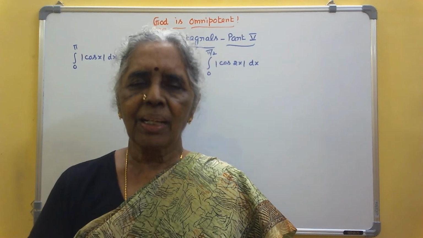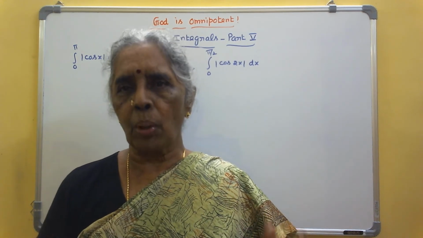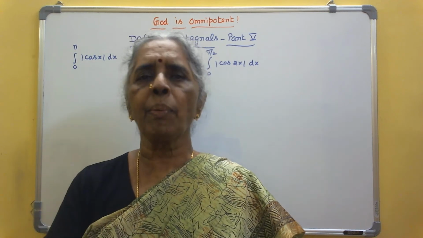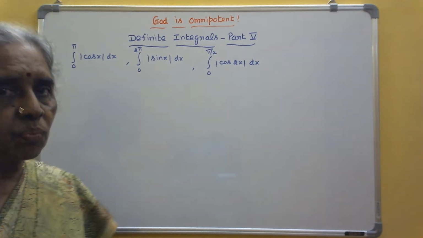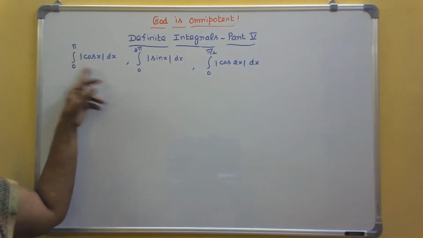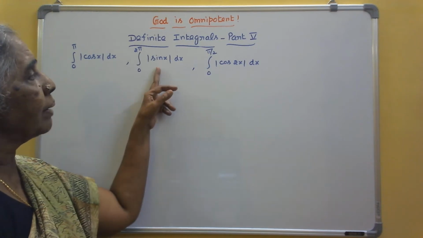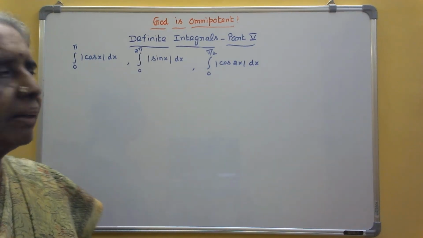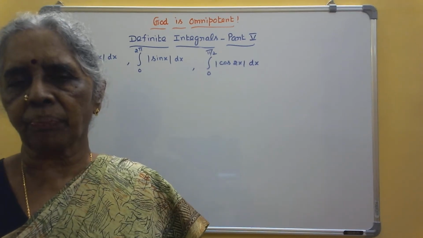Now today, let us see some trigonometric functions within the modulus. We will be using the same property and solve the sums. Okay? Now look at the three sums. Integral 0 to pi mod cos x dx. Integral 0 to 2 pi mod sin x dx. Integral 0 to pi by 2 mod cos 2x dx.